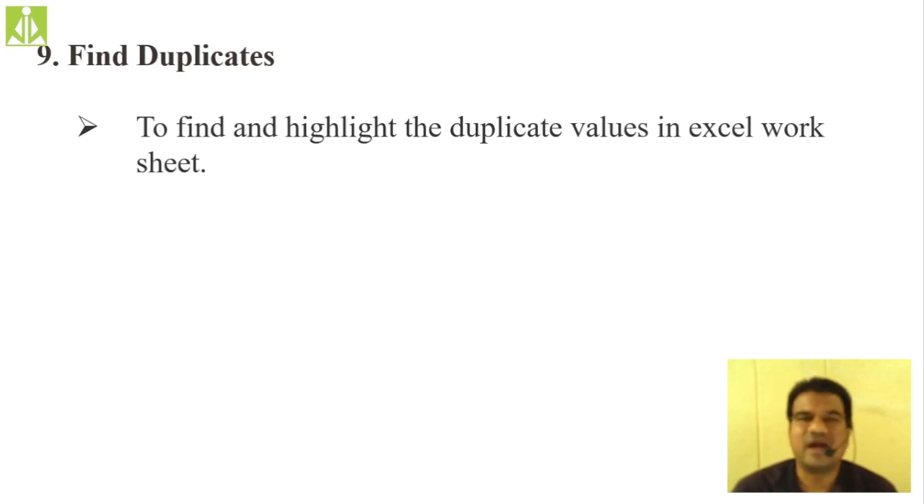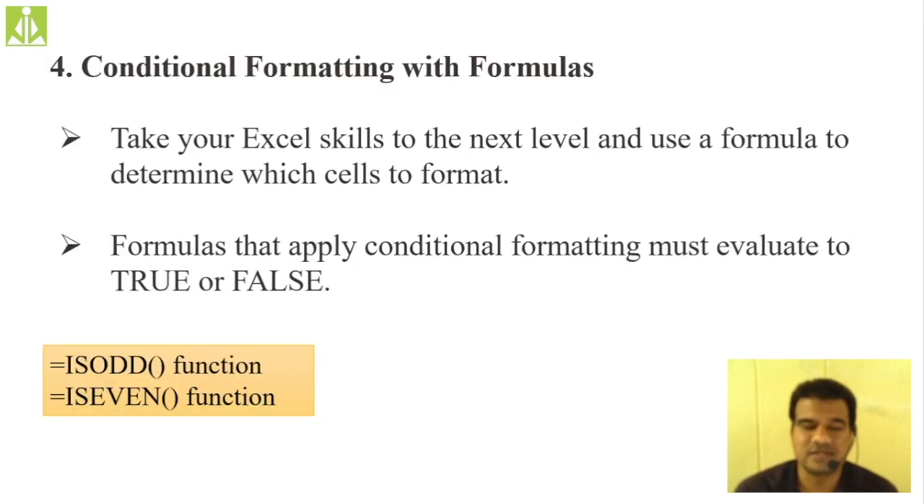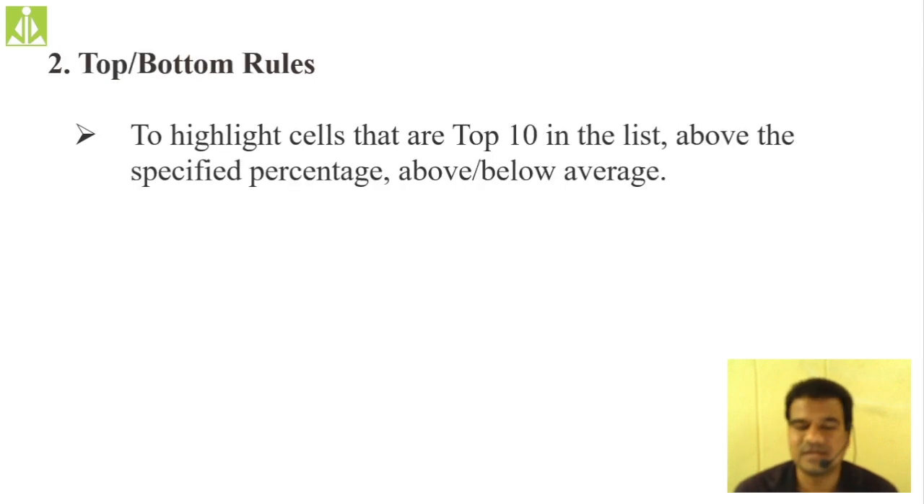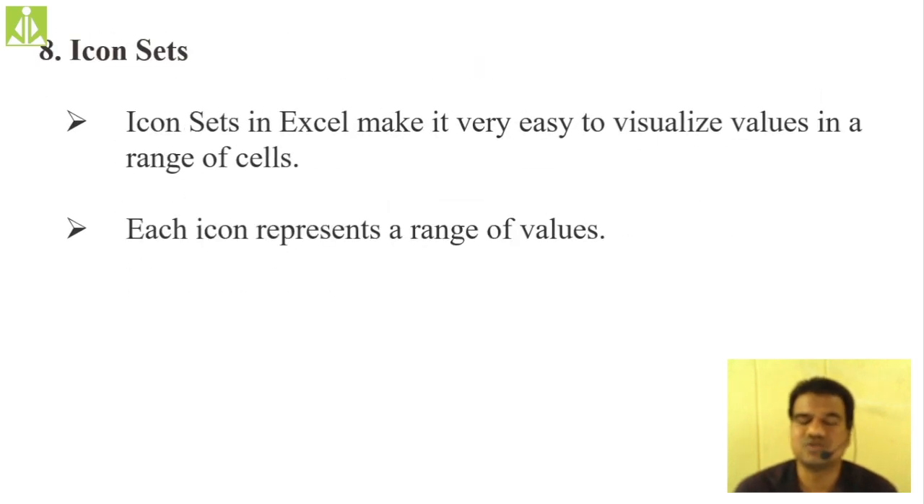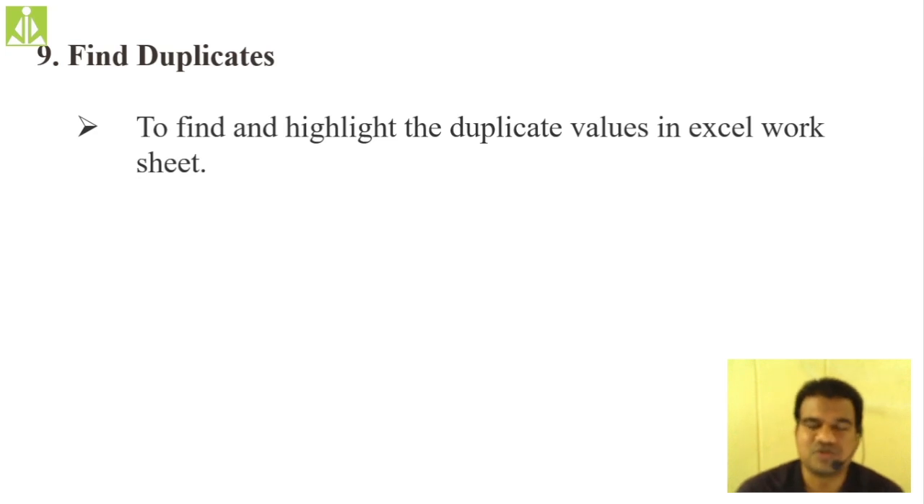Then we have finding duplicates. This option is inside your highlight cells rules, isn't it? Inside highlight cells rules only we have this find duplicates option. Simply, what we have to do is select the data where you want to find the duplicates, go to highlight cells rules, and then select the duplicate values option. What it will do is give coloring to the redundant data, the duplicate data.